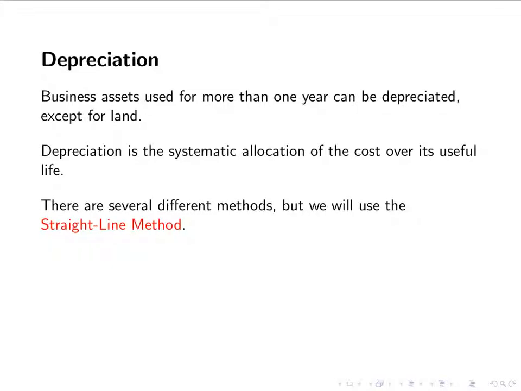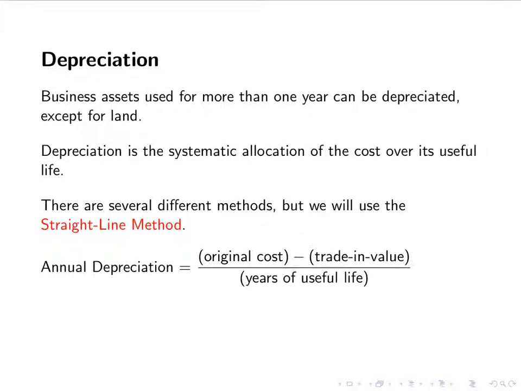There are several different methods, but we're going to use the most basic one, which is called the straight line method. What we do first is we find the annual depreciation. Now in the straight line method, it's going to be the same amount every year that we can write off for tax purposes. For other methods, the amount is going to be different for each year, but that's one of the nice things about the straight line method is it's the same every year.